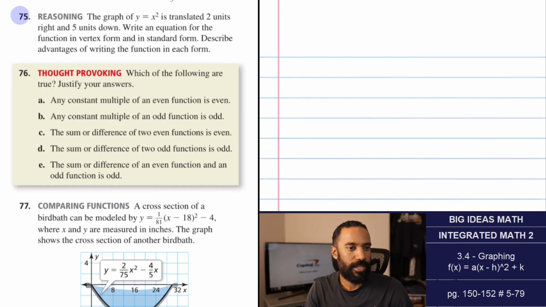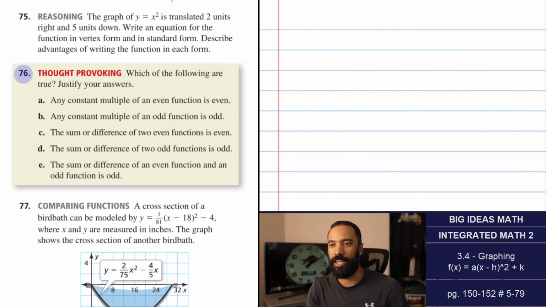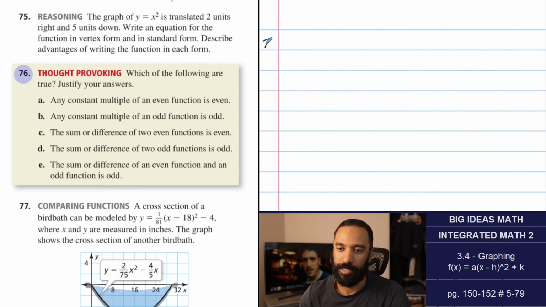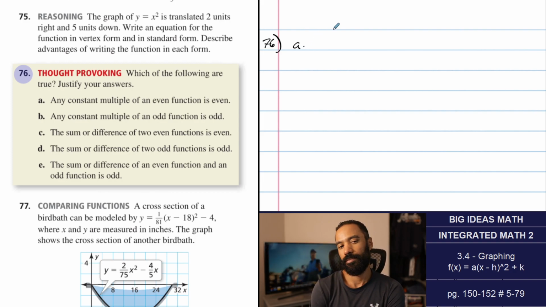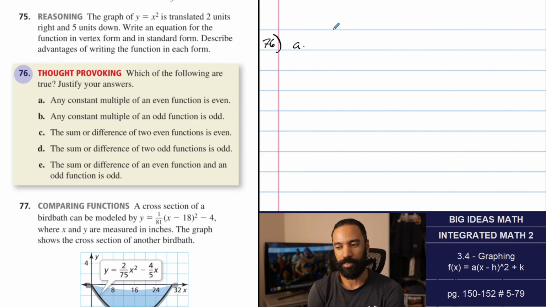All right, 76, 4 more problems. Thought-provoking. Which of the following are true? Justify your answers. Okay, let's take a look at these. A. Any constant multiple of an even function is even. True.